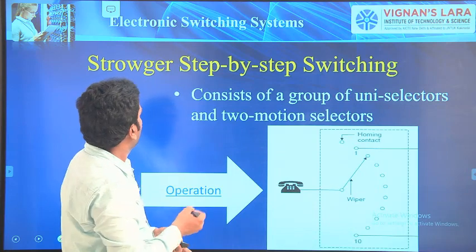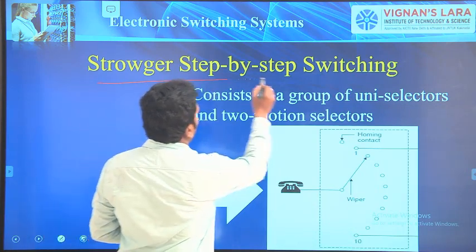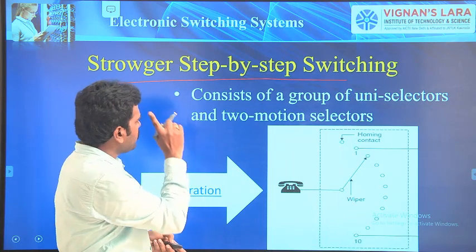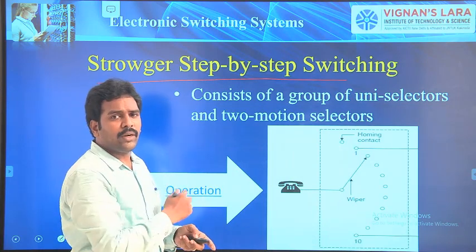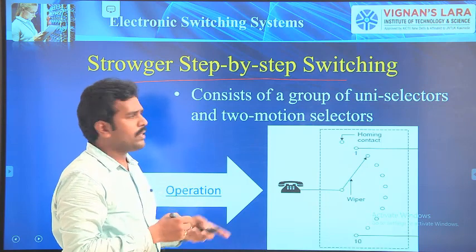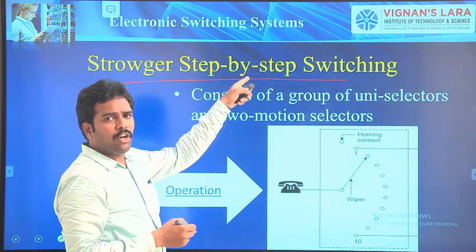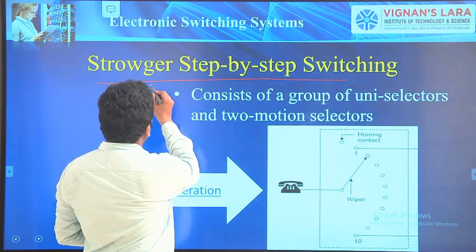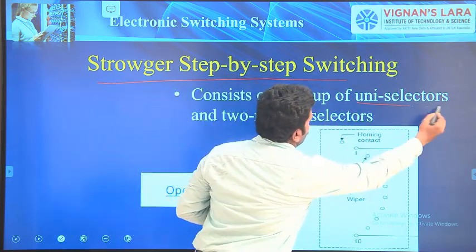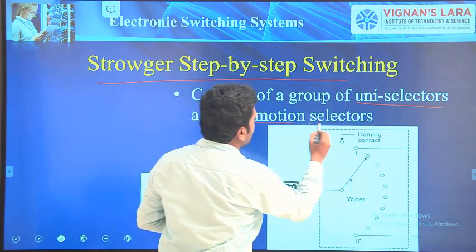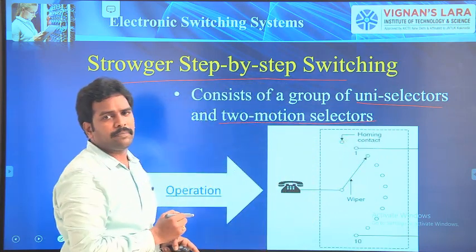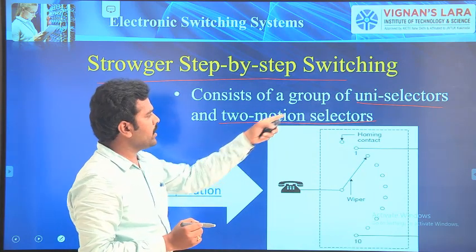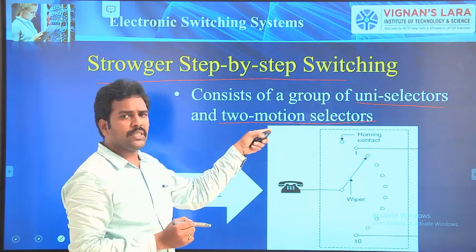Okay. Now we'll see the operation of Strowger step-by-step switching. Actually, this is not in the syllabus, but to understand the crossbar switching system, you should know the principle and operation of Strowger. This Strowger system uses uniselector switches and two motion selector switches for its operation. So first we'll see how the uniselector as well as the two motion selector switches operate.